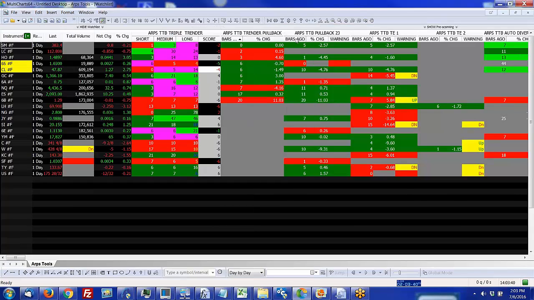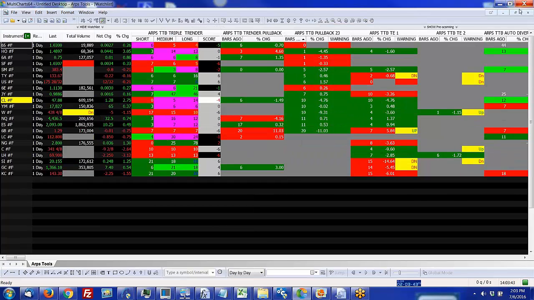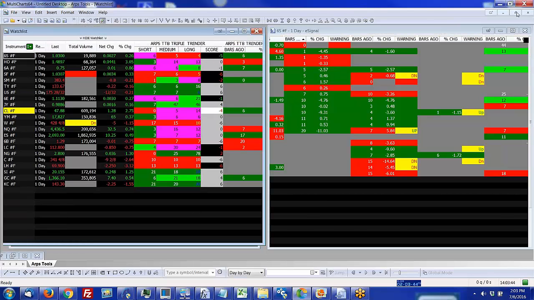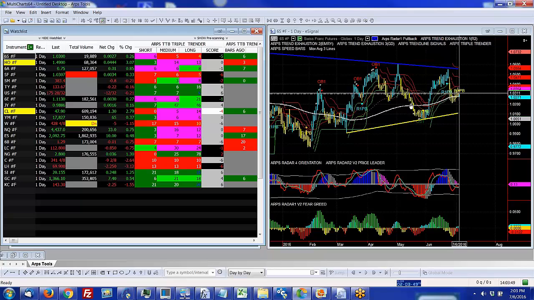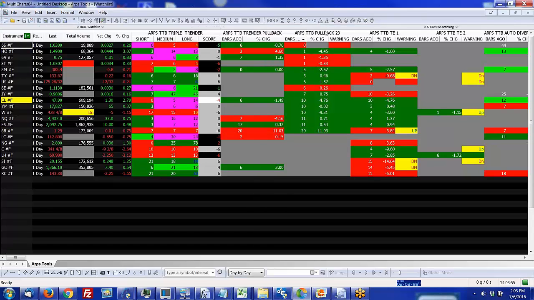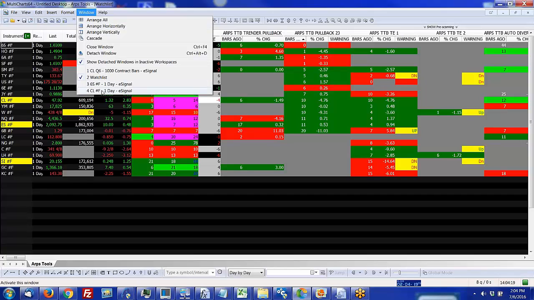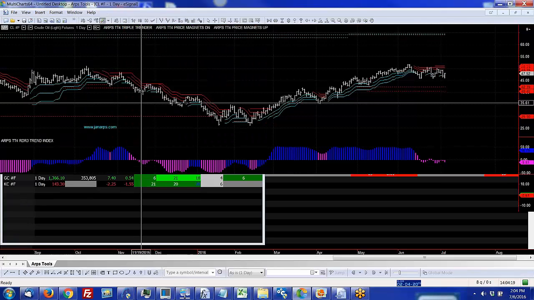We have other tools here, pullback 23. Let's see, we saw in soybeans a pullback to the downside. These are all color-coded. Red indicates a bearish signal, green indicates a bullish signal. The next column shows you what the percent change since the signal has been, so you can see how effective the signal is, and then you can compare signals from trend exhaustion 1, trend exhaustion 2, even our auto divergence finder. We have an automatic divergence finder that we can apply to the chart, and it shows us divergences in real time. Let's just insert that and see what that looks like.